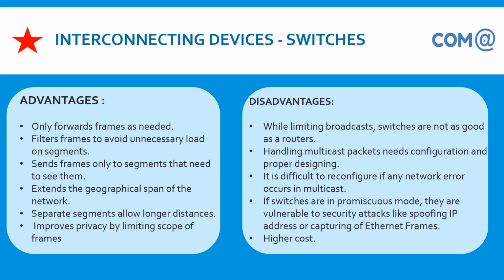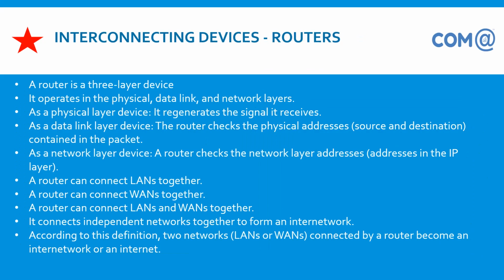Disadvantage: it is difficult to reconfigure if any network error occurs in the multicast in case of a configurable switch, L3 switch. And obviously it is higher on cost compared to other devices. So those people who are all buying hubs, if at all you go and tell them to buy a switch, comparatively it is higher on the cost side, so they will think about it before buying the switch.